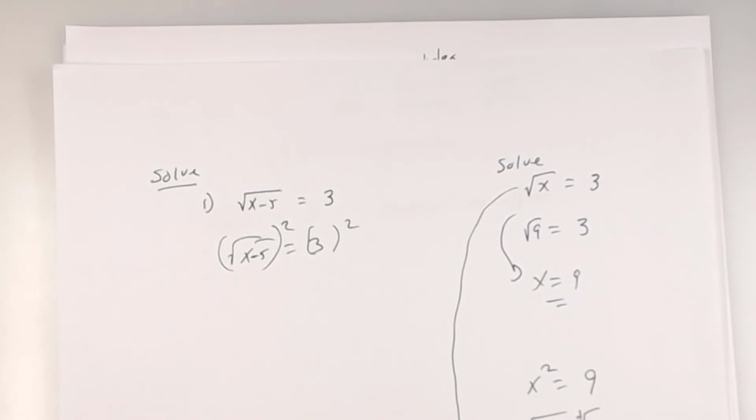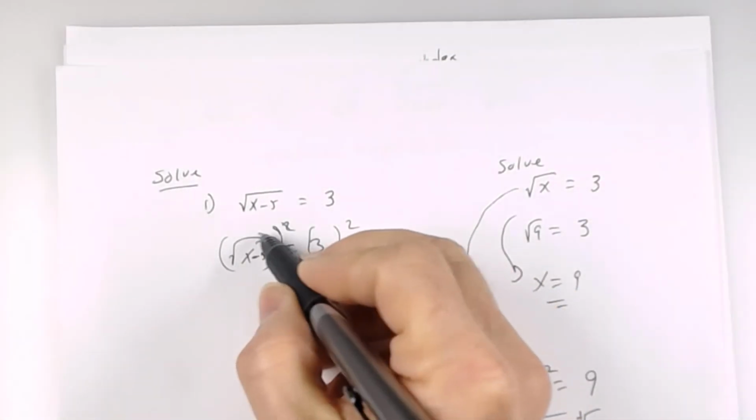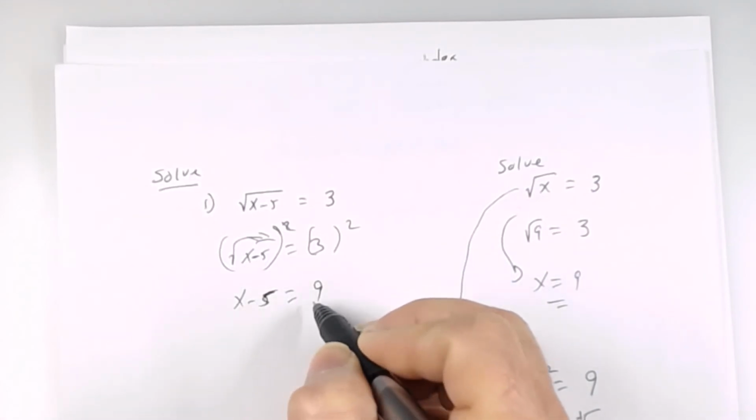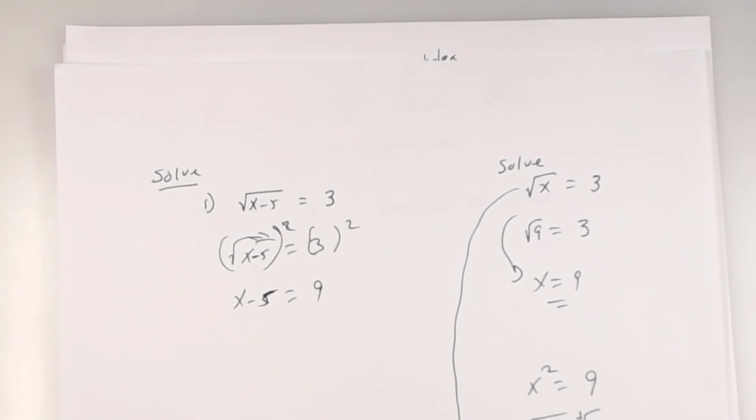What expression is left? x minus 5. And what does that equal? 5. And now notice I went from a radical equation to what kind of equation? Linear. One step and you're done. What do I do next? Add 5 to both sides. So what's your solution? x equals 14.